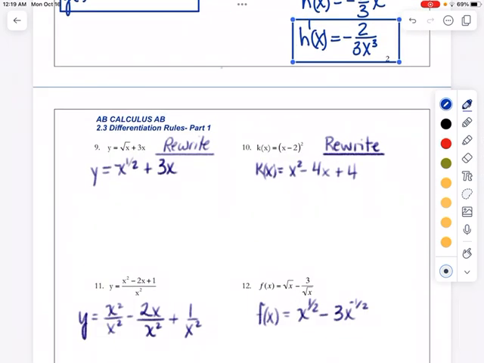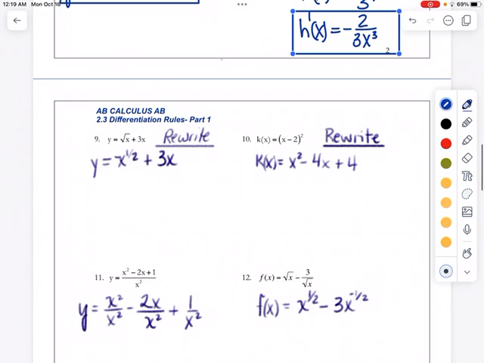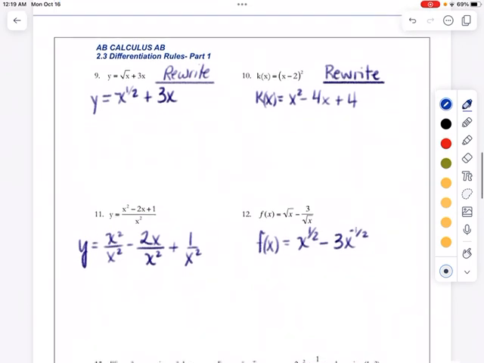Now we're going to practice a few of these rewriting problems. Why don't you pause your video and give it a shot, where in each of these there's going to be a slight little rewrite before we go ahead and take the derivative. Okay.